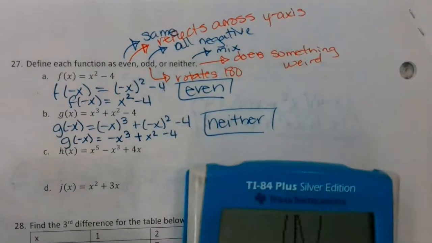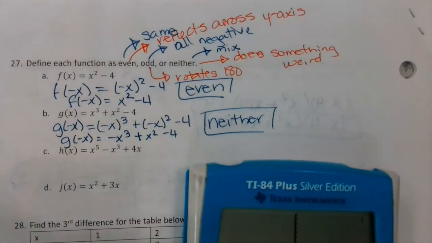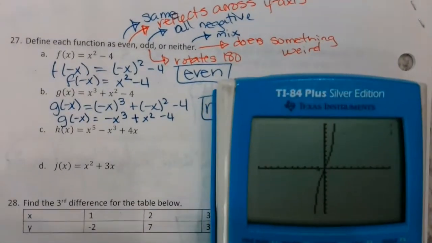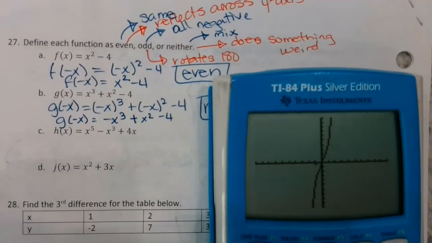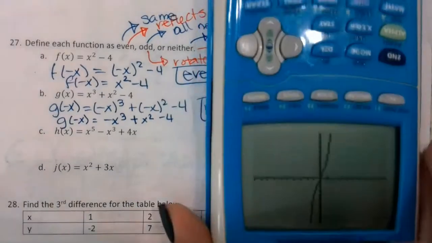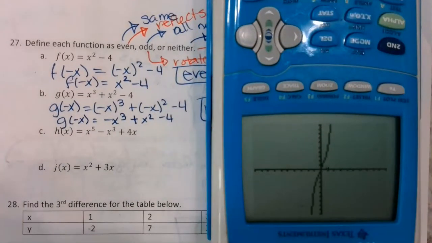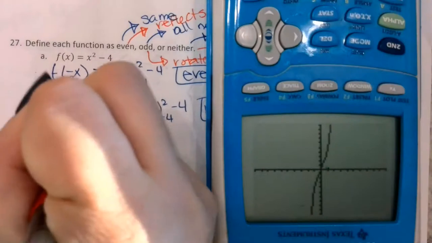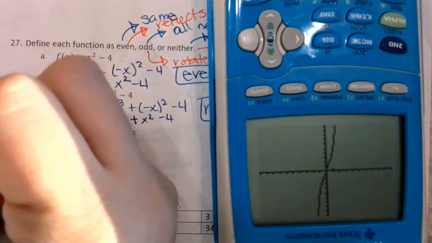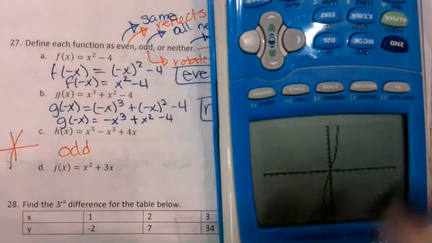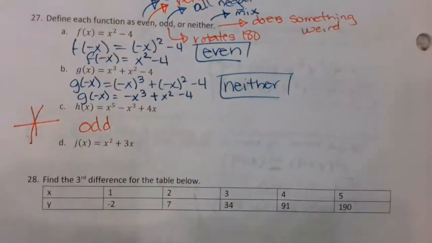Okay, so I'm going to start by doing C. I do x to the 5th minus x cubed plus 4x. I graph this. It's not on the screen. But anyways, there we go, now it's on the screen. So if I take this and I flip it around 180 degrees, it looks exactly the same. So this one is odd. I'm going to draw the picture of my graph. It's not quite right, but it's a sketch.